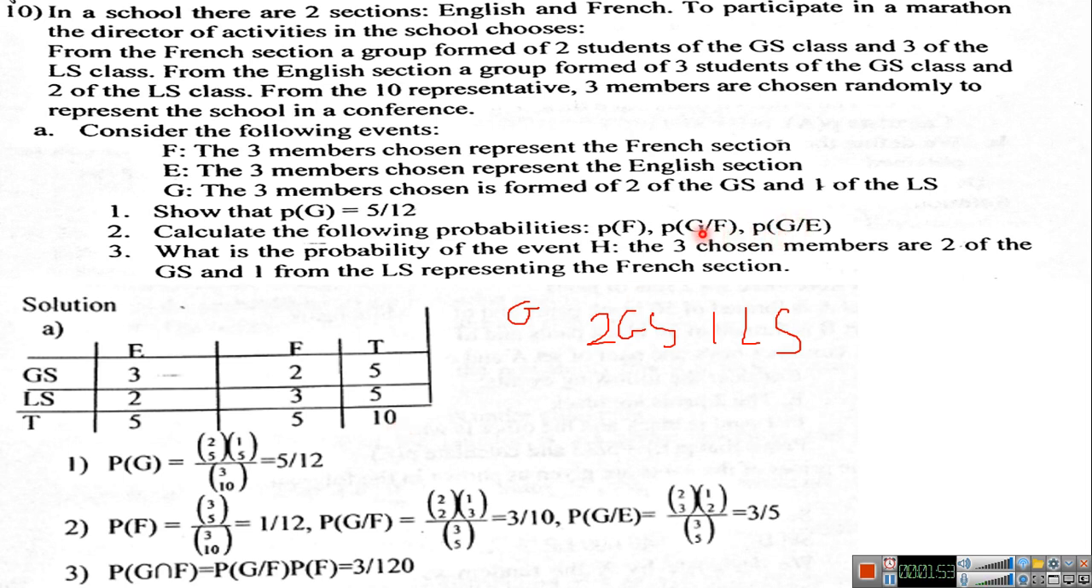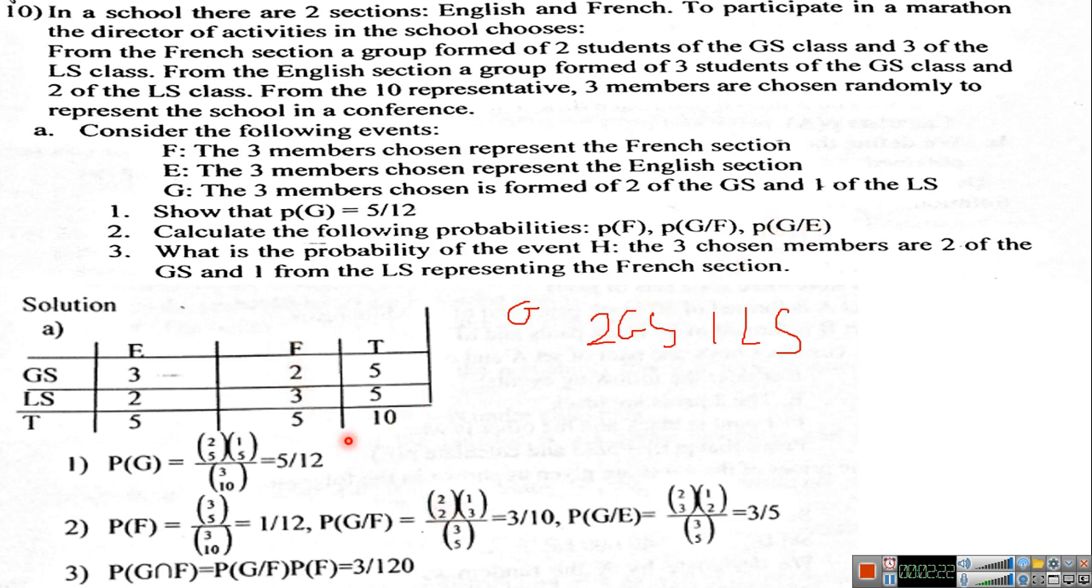The P of G knowing F. G knowing F, I know I have from French, so here the sub-universe is French. So I don't take from the 10, the total, only from the French section. Find the probability of picking 2 GS and 1 LS. So how many GS here? I have 2. So 2 out of 2, 1 out of 3, over 3 out of 5, not 3 out of 10, because knowing F, I know I want to pick from the French section.